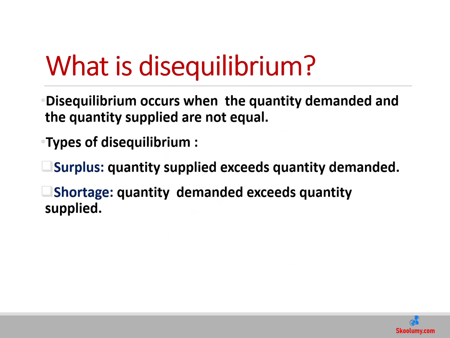Disequilibrium occurs when the quantity demanded and the quantity supplied are not equal. There is a surplus if the quantity supplied exceeds the quantity demanded. A shortage occurs when the quantity demanded exceeds the quantity supplied.